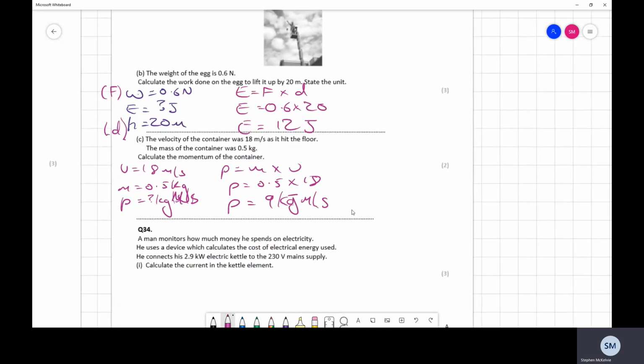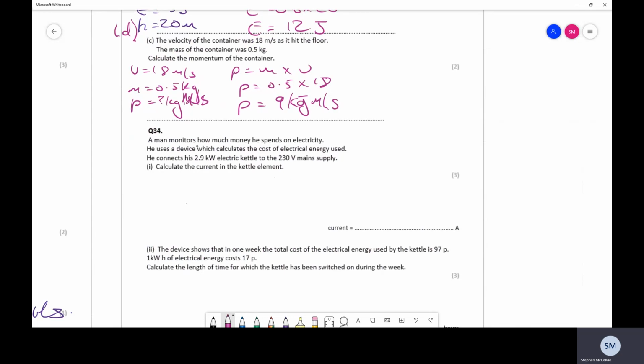A man monitors how much money he spends on electricity. He uses a device which calculates the cost of electrical energy used. He connects his power, 2.9 kilowatts, remember, multiply that by 10 to the power of 3 if we want to get it to its base units, to the 230 volt kettle. Main supply, calculate the current in the kettle element, in amps.